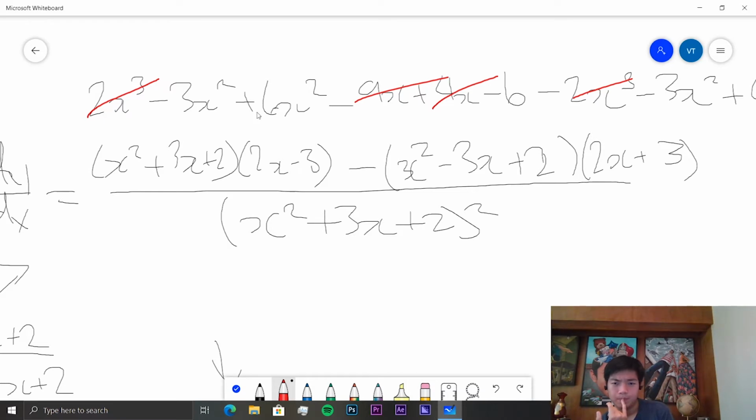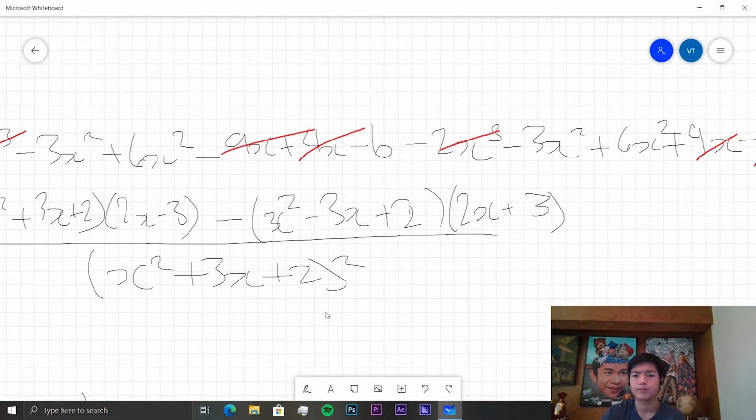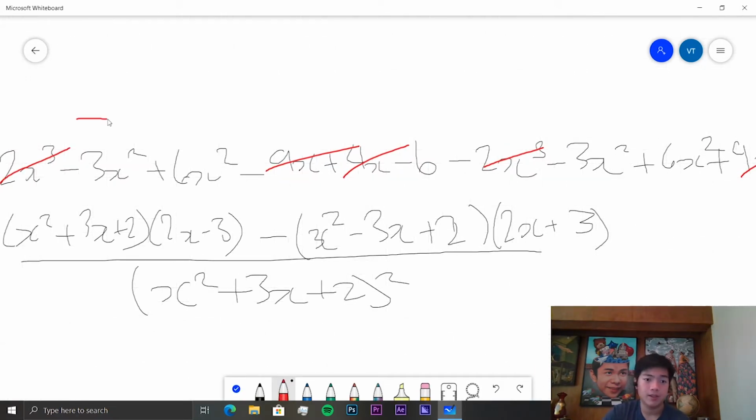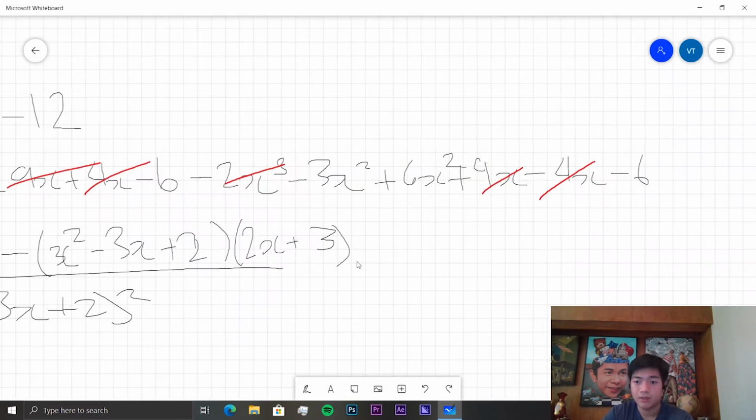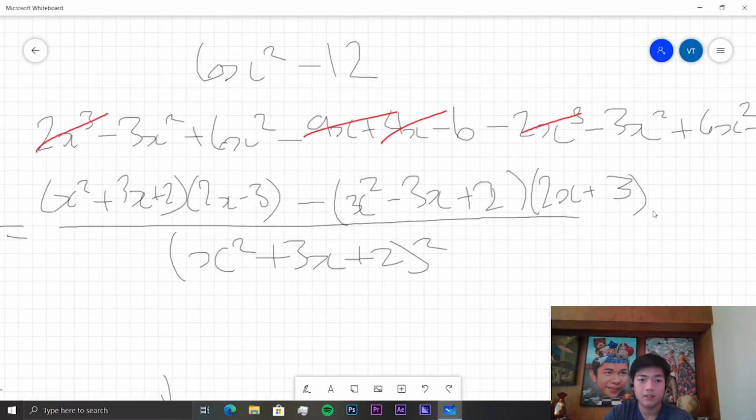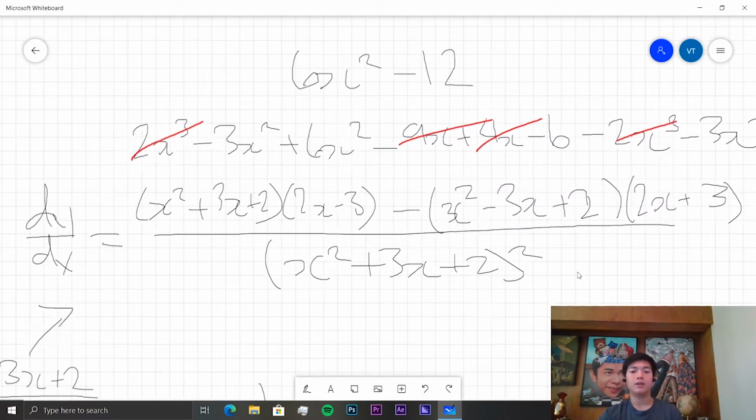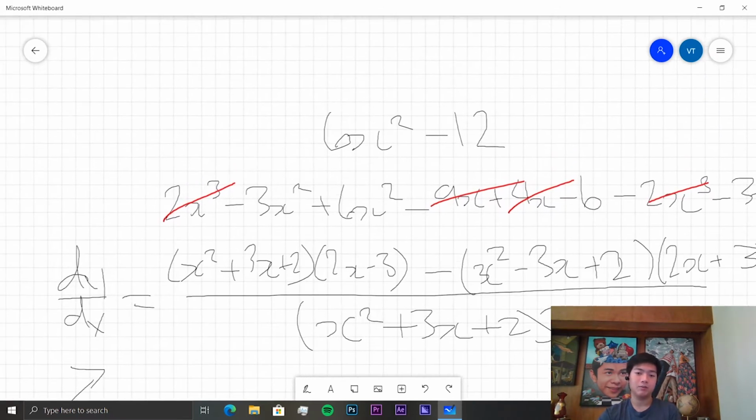Is that all that cancels out? I think so. So we're left with minus 6x squared plus 12x squared. So this is plus 6x squared. So 6x squared minus 12 is what I believe we're left with. So we have 6x squared minus 12 over (x squared plus 3x plus 2) squared.